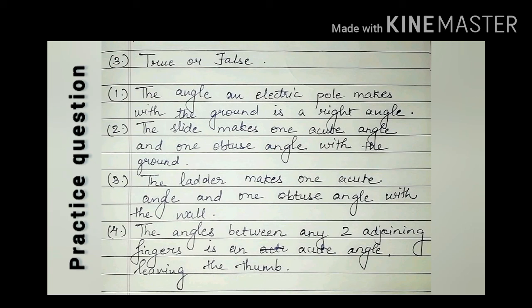The angle an electric pole makes with the ground is a right angle. Think about what you just learned from this lesson and write your answers. First, the angle an electric pole makes with the ground is a right angle. Second, the slide makes one acute angle and one obtuse angle with the ground. Third, the ladder makes one acute angle and one obtuse angle with the wall. Fourth, the angle between any two adjacent fingers is an acute angle, leaving the thumb.